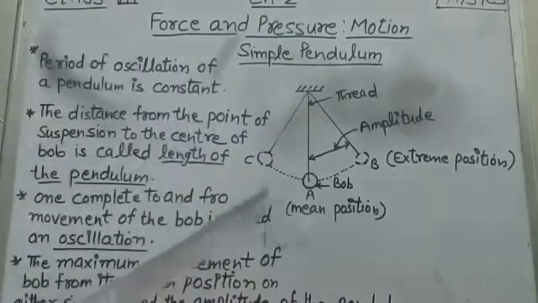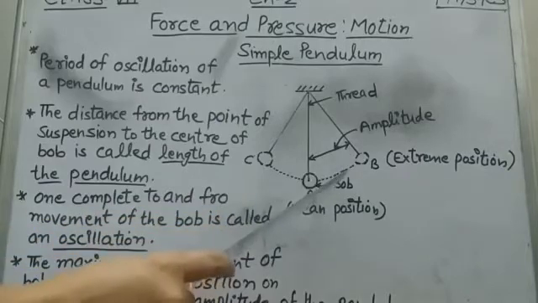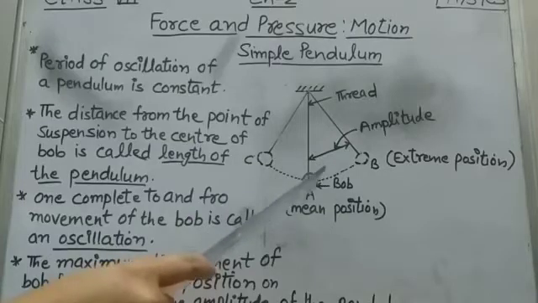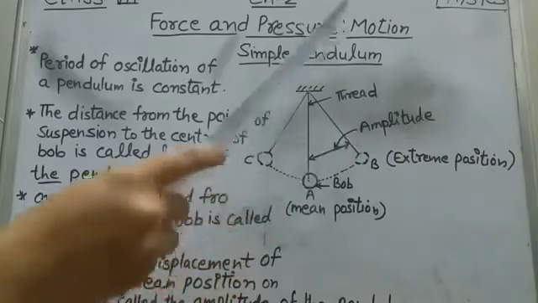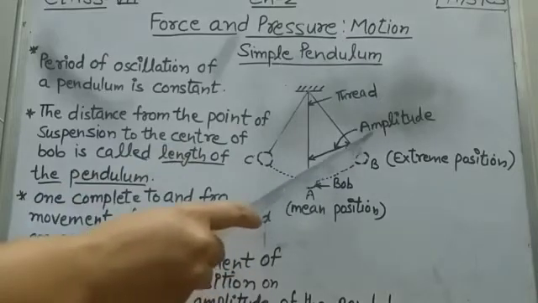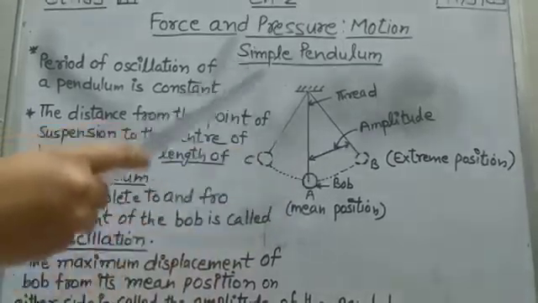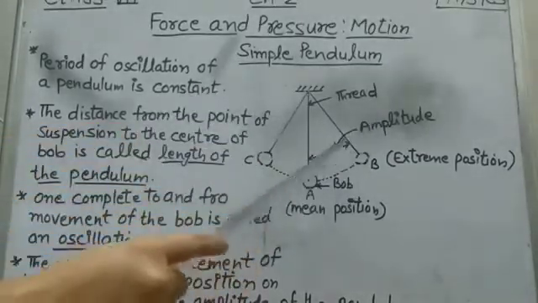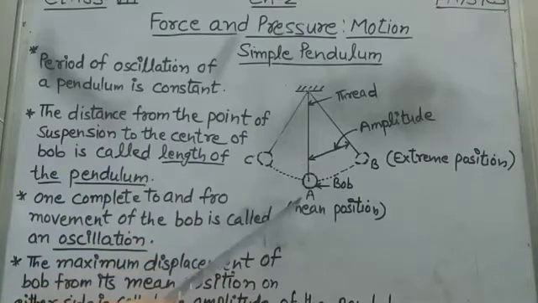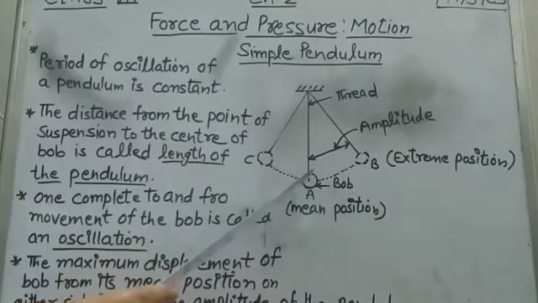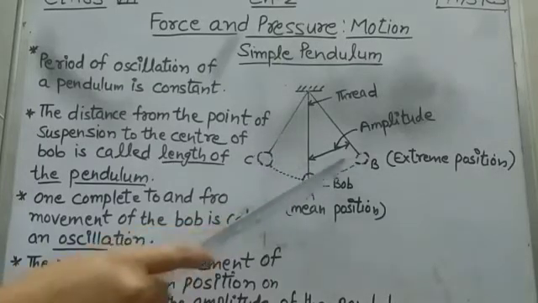Suppose the bob of a pendulum is in the equilibrium position. If we now take it to one side, either side, any one side, and release it, it begins to move to and fro. This to and fro motion of a simple pendulum is called the oscillatory motion. One complete to and fro movement of the pendulum bob is called an oscillation.